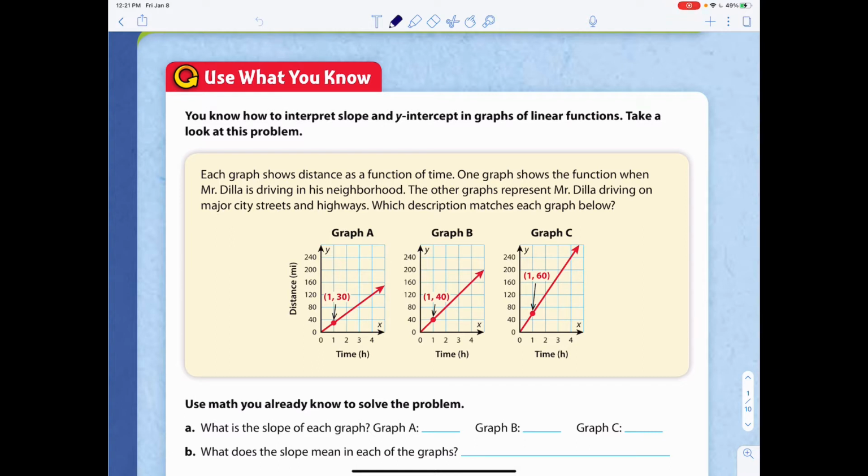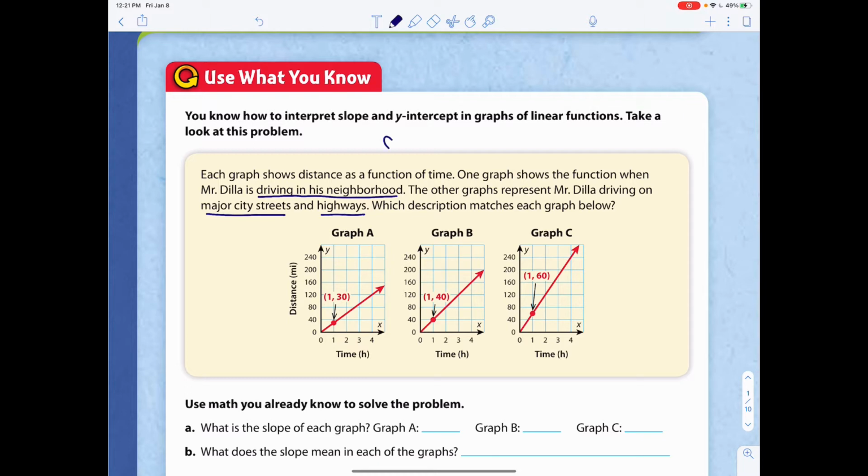So what you're going to do for this lesson for today is look at the different slopes of the lines and then match them up to the three different driving speeds that he would have. The first one he had was when he was driving in his neighborhood. The second one was driving on major city streets, and the third one was driving on highways. Well, as you know, just in general, driving through a neighborhood would be really slow.